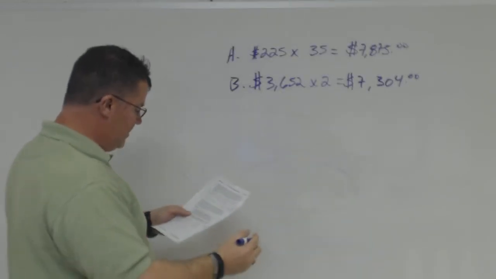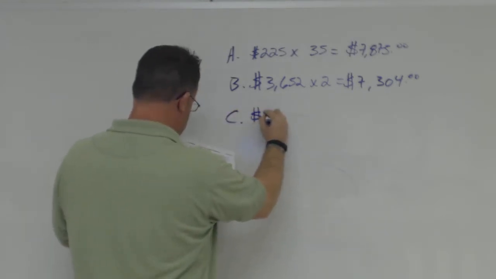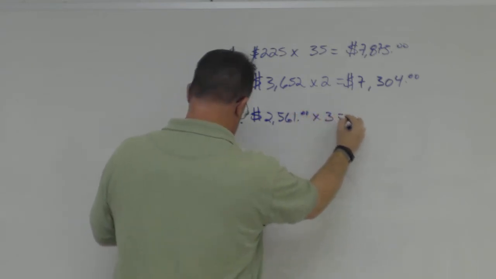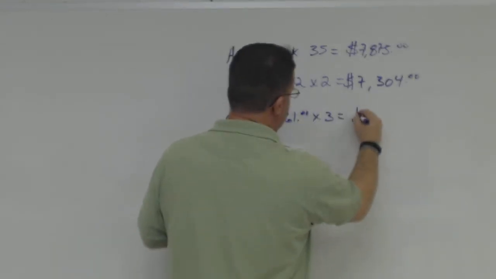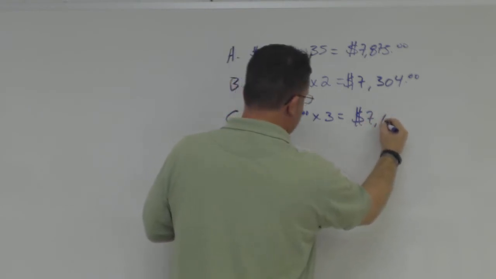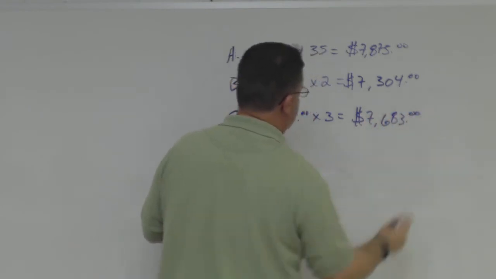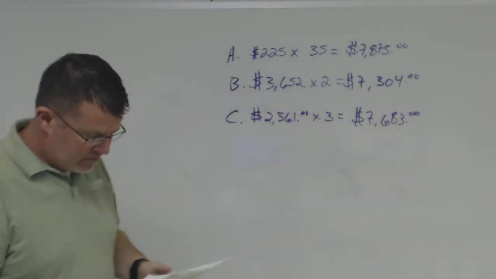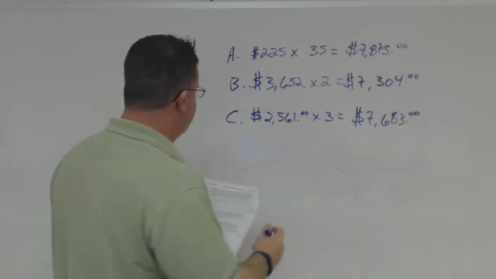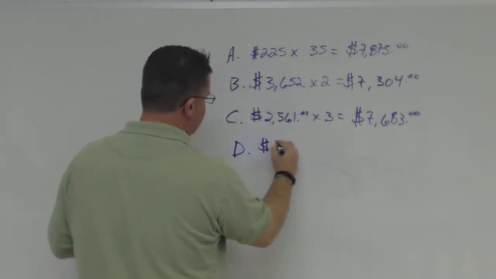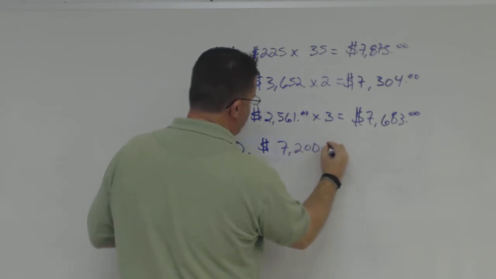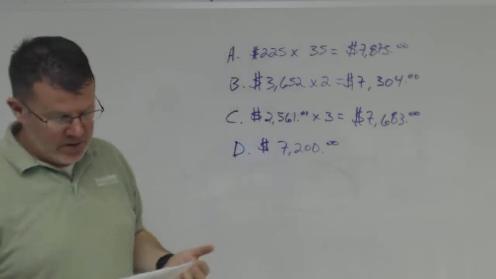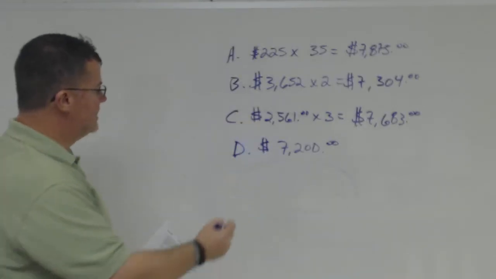Option C, three payments of $2,164. And that's $7,683. So still, that's the cheapest price. And then D, one payment of $7,200. So there's no math in this, just $7,200. And that, again, is for unlimited clearing. Okay. So, which is the cheapest? D, obviously the cheapest.